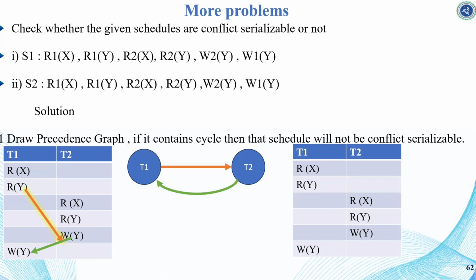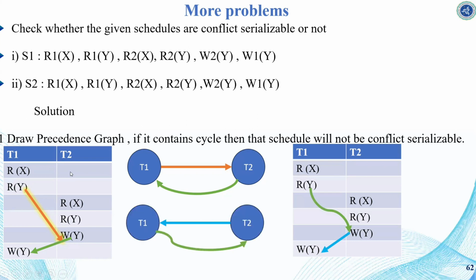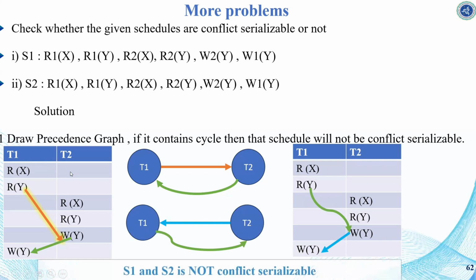Yeah, read of y and read. So let's see the conflict of these two transactions. So there is a conflict between these two, and conflict from T1 to T2, R of y and W of y. So what will be the precedence graph here? And here also we can see that there is a cycle formed. Therefore, we can conclude that S1 and S2 are not conflict serializable.